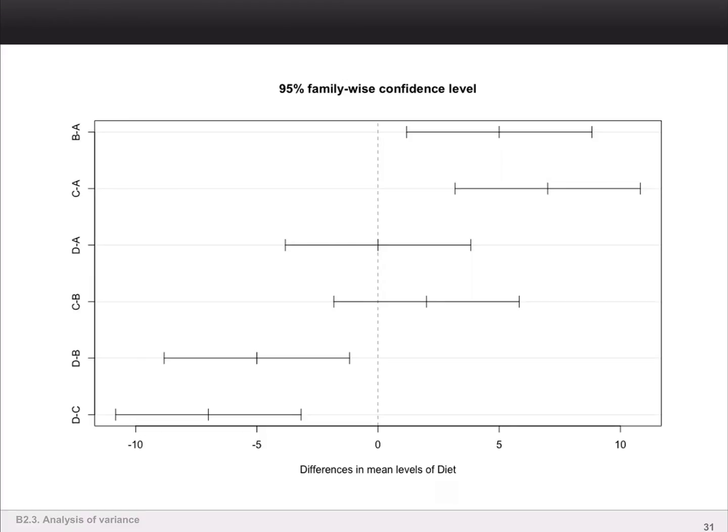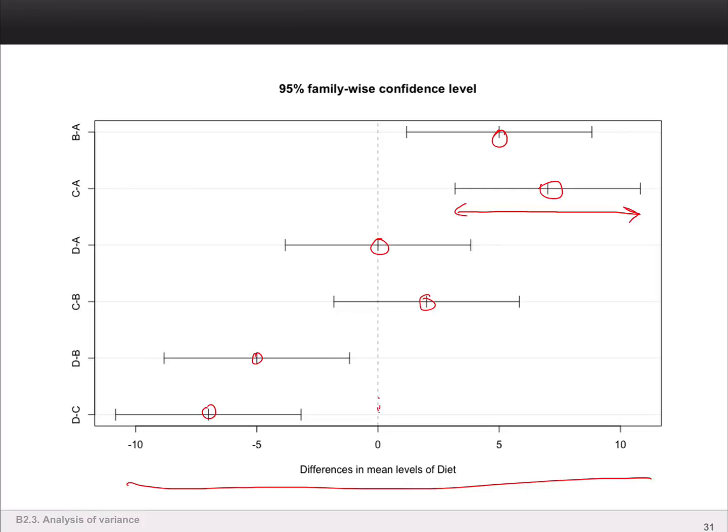You can also represent the results of the Tukey test graphically in R. I'll show you the code later. This is how it looks. So you have, this is a difference of means. Okay, this is the observed differences on your sample. Okay, and then the bar is the 95% confidence interval, and this is the zero. You see the zero limit.